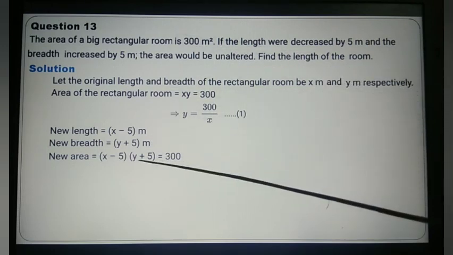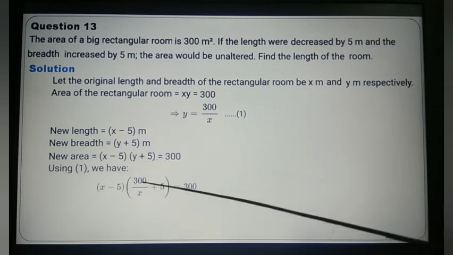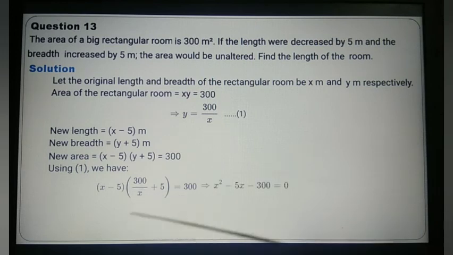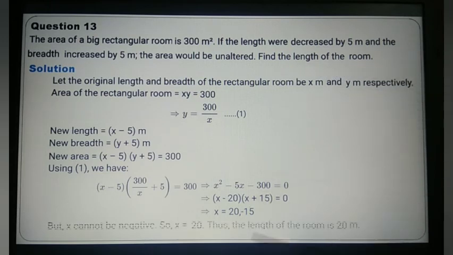So let's put back the value of y from equation 1. If I write 300 by x instead of y, I'll get this much. Simplify it, and you'll arrive at this quadratic equation. Solve it, and you'll get the value of x to be 20 and minus 15. Obviously x is the length, so it cannot be negative, so the value of x will be 20. Okay, so we have found the length. The length of the room is 20 meters. So pause the video to note this down. Thank you very much.